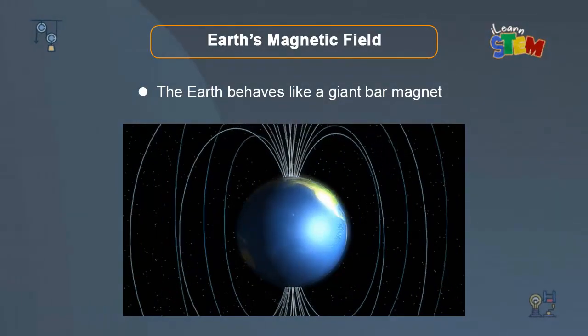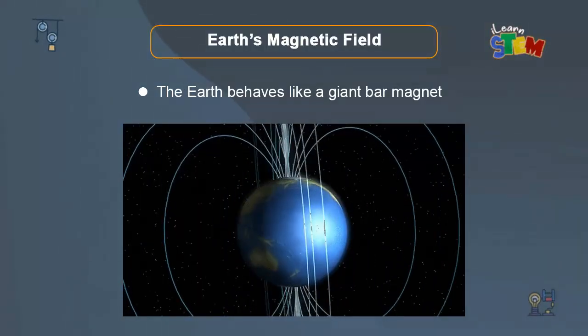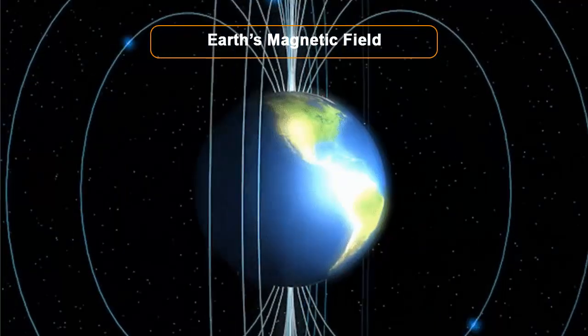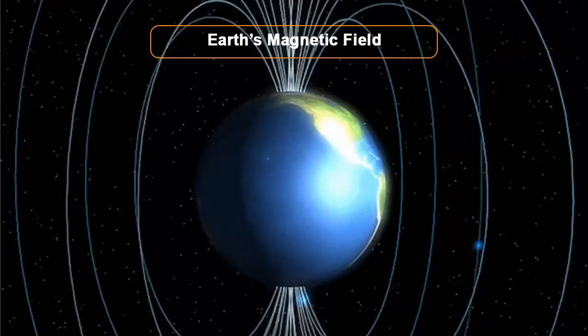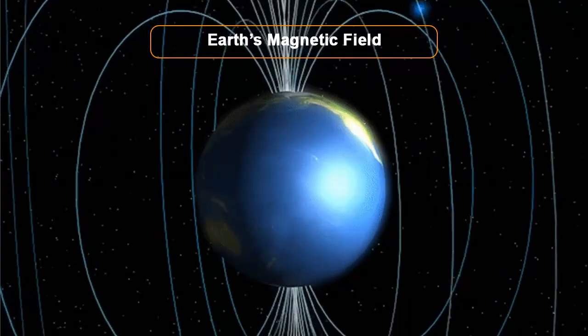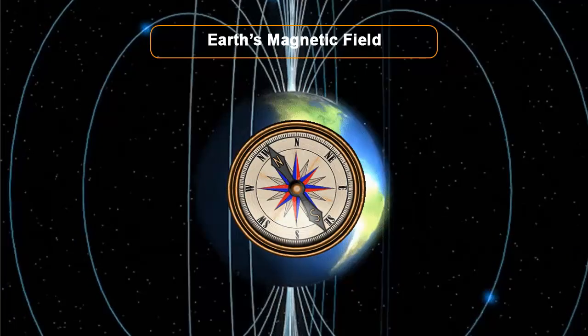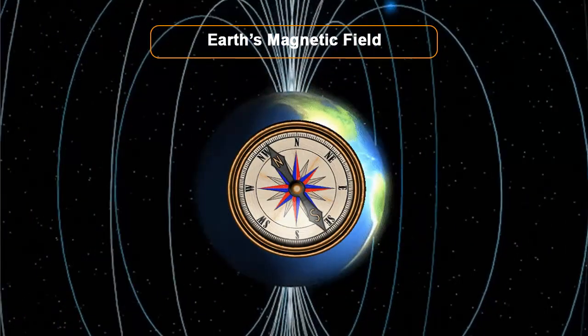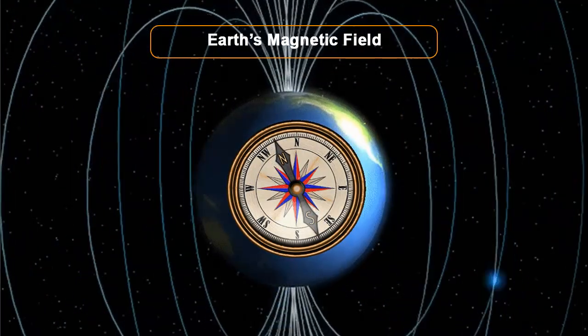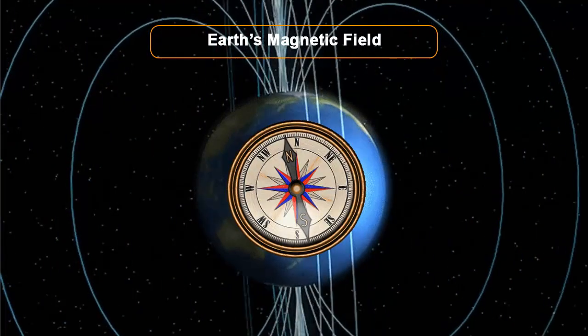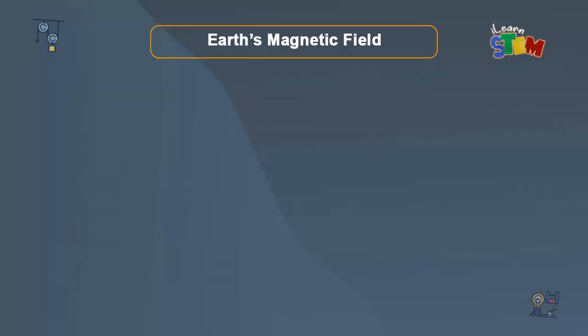The Earth behaves like a giant bar magnet. This means there is an invisible magnetic field surrounding the Earth that affects magnetic materials and compasses. What does this imply? If you bring a compass or a magnet anywhere on Earth, it feels this field. That is why a compass needle turns to point in a specific direction. It is reacting to the Earth's magnetic field.